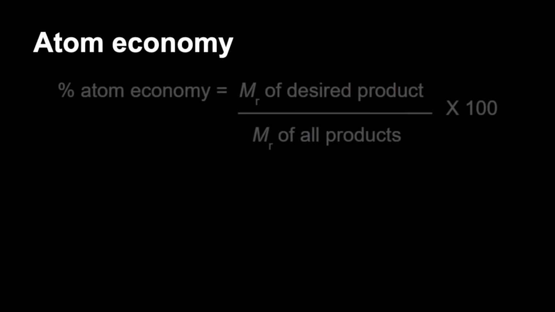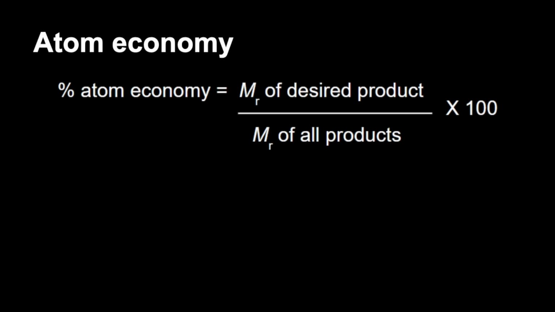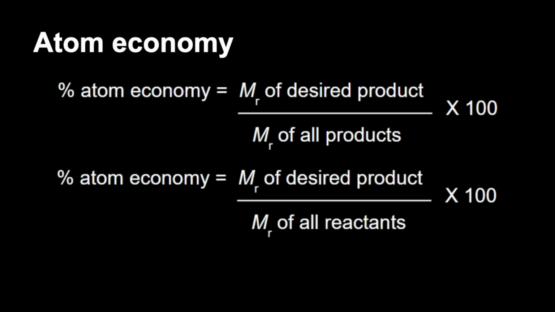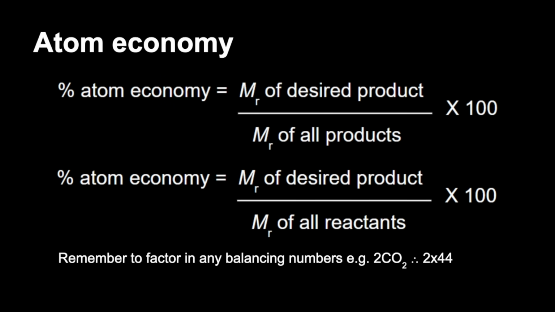Atom economy. So percentage atom economy can be calculated by either the MR of the desired product divided by the MR of all products times 100, or MR of desired product over the MR of all reactants times 100. Now the thing we've got to remember to do with atom economy is factor in any balancing numbers. So let's say you're trying to find out the atom economy for carbon dioxide. So if it's balanced in the equation with a 2, it would be 2 times 44. So 2 times the MR of CO2, not just 1.